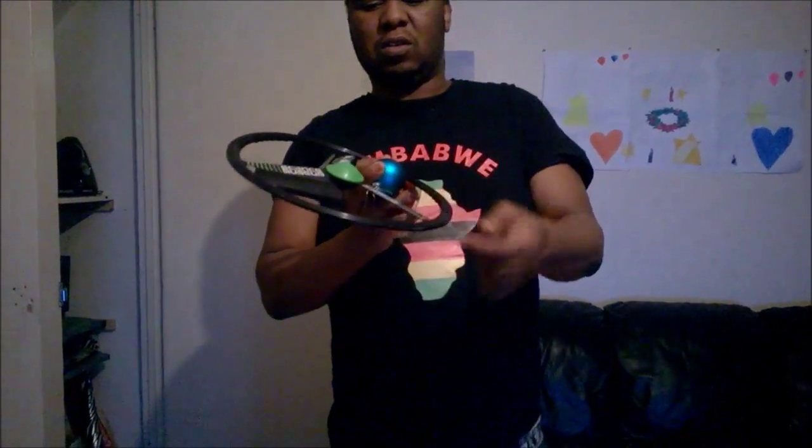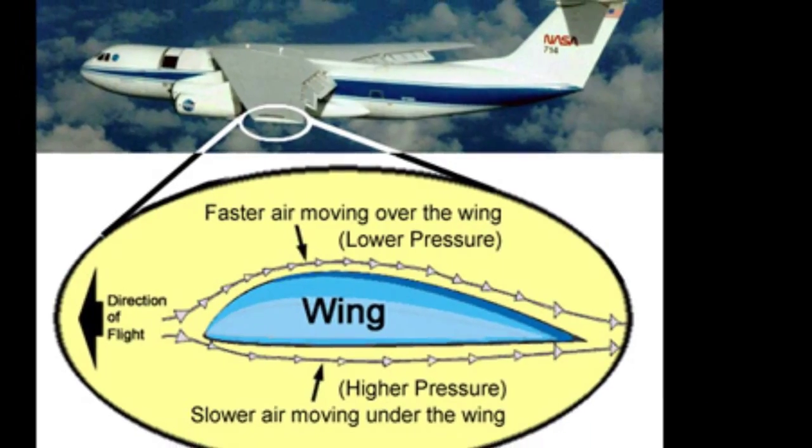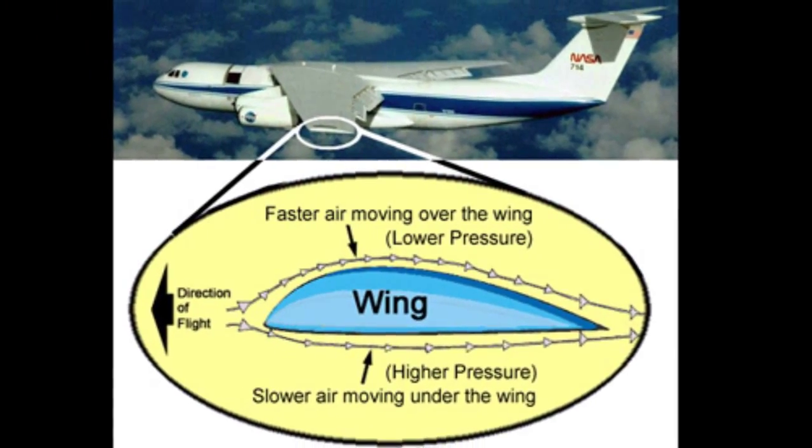So in an aeroplane wing, it's made like this. The wind moves under and on top of the aeroplane wing. The wind moving on top of the wing has high speed, and the one below the wing has low speed. The one with low speed has high pressure. The one with high speed has lower pressure. So the pressure will lift the thing up.